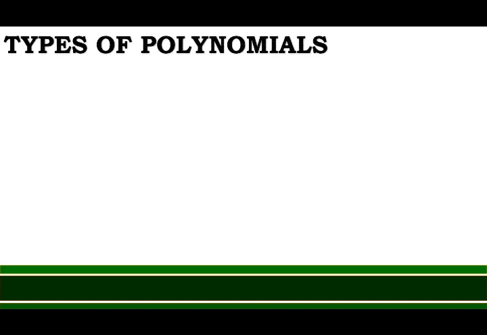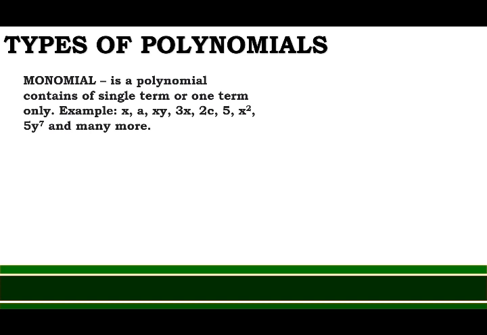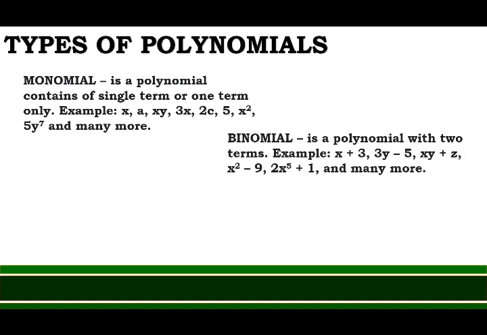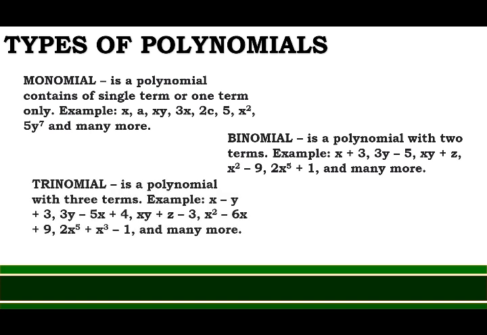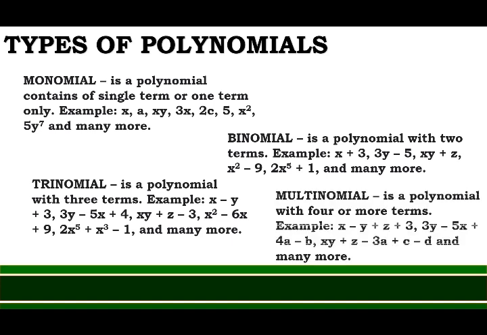We have different types of polynomials. We have the monomial. A monomial is a polynomial with a single term. We have binomial. A binomial is a polynomial with two terms. For example, we have x plus 3, 3y minus 5, xy plus z, x squared minus 9, and so on. And we also have trinomial. Trinomial is a polynomial with three terms. For example, x minus y plus 3, 3y minus 5x plus 4, xy plus z minus 3, and so on. And last, we have what we call multinomial. Multinomial is a polynomial with 4 or more terms.